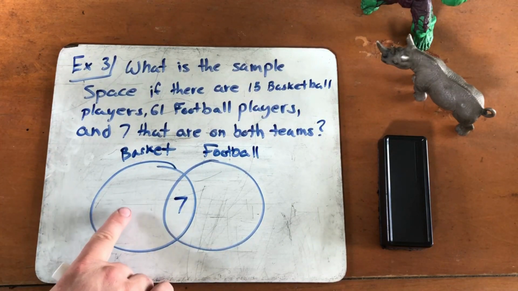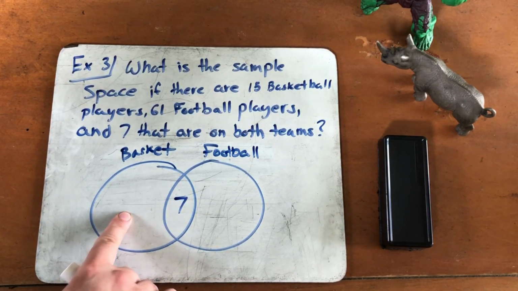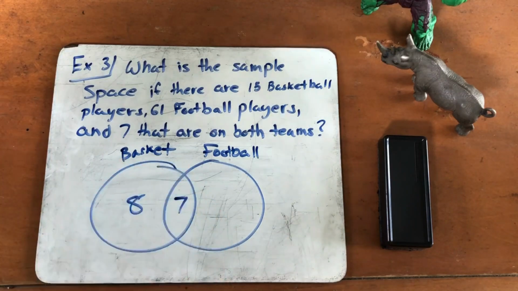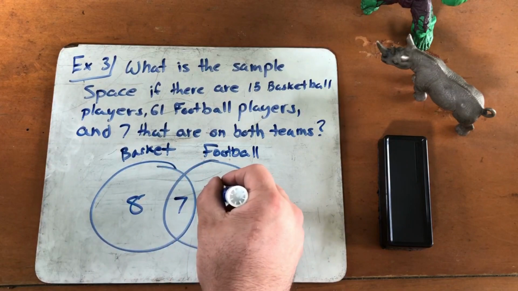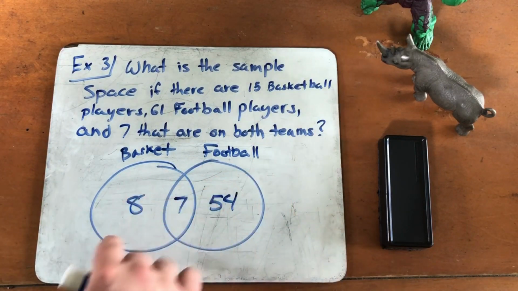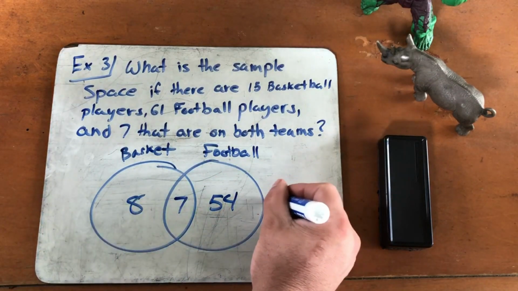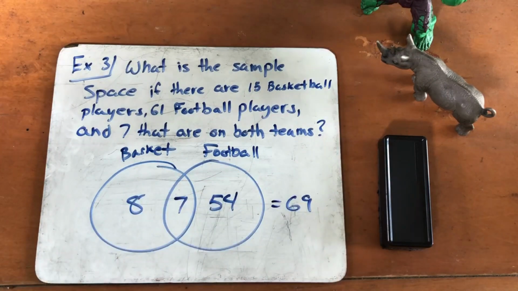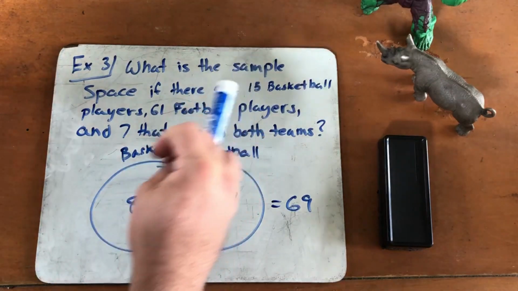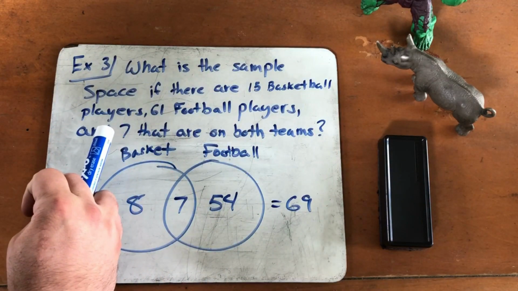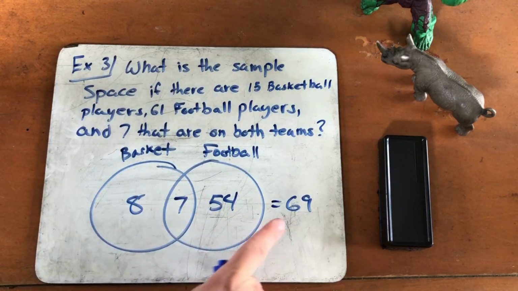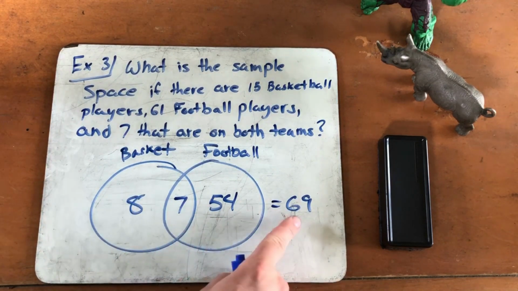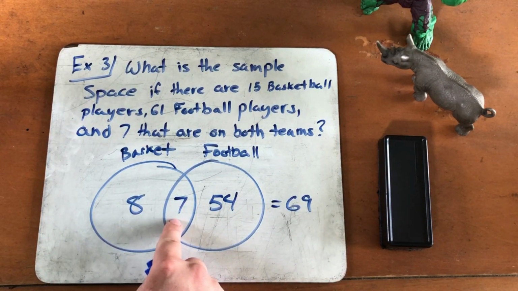The number of basketball players, there's 15 total. 7 have already been used. There are 8 left. For the football players, 7 have been used, so there would be 54 left. If I add up these numbers, I end up with 69 total people to choose from. So instead of my sample space being 15 plus 61 plus 7, my sample space is 8 plus 7 plus 54, 69, so I don't count these 7 people twice.